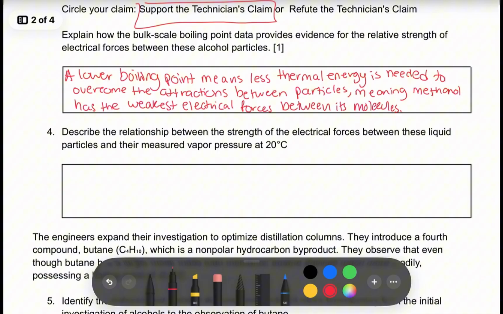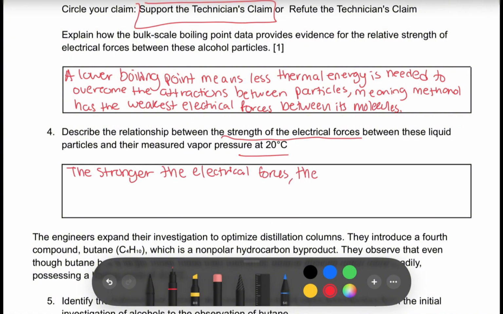Moving on. Describe the relationship between the strength of the electrical forces between these liquid particles and their measured vapor pressure at 20 degrees Celsius. So what this is asking us is to write a relationship, or the cause and effect relationship, between intermolecular forces and its effect on vapor pressure. The stronger the electrical forces, the lower the vapor pressure. Because again, a lower vapor pressure indicates that the molecules have a lower tendency to escape, to vaporize. And that means that the attractive forces holding these molecules together are stronger.